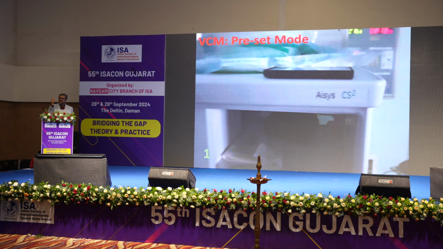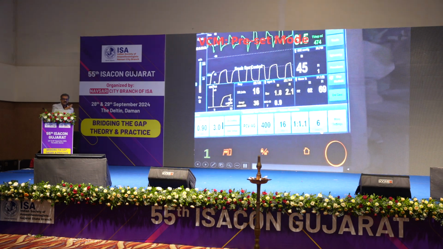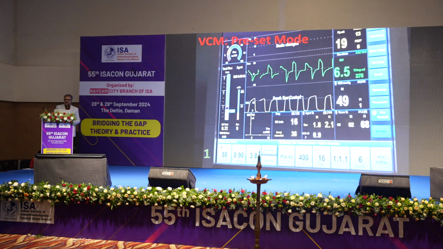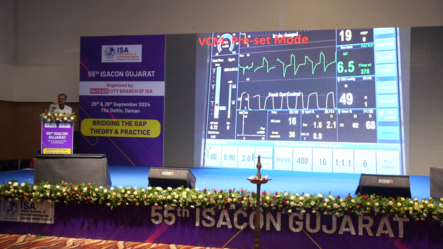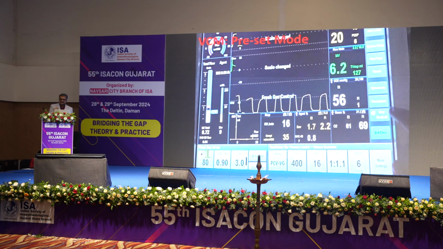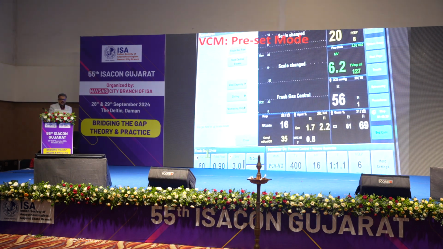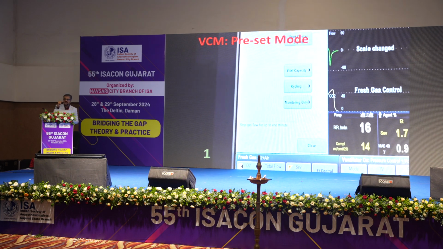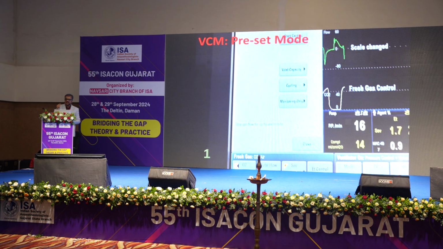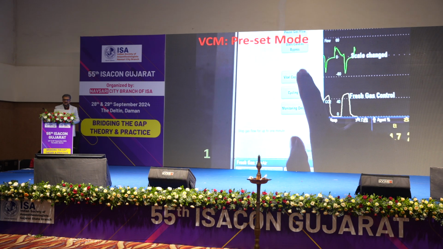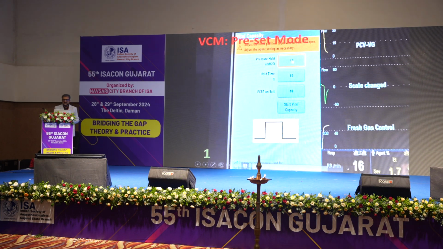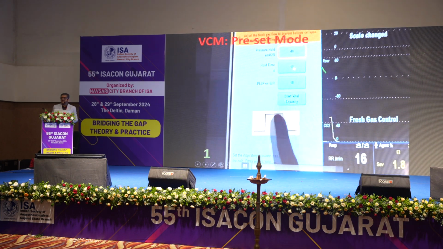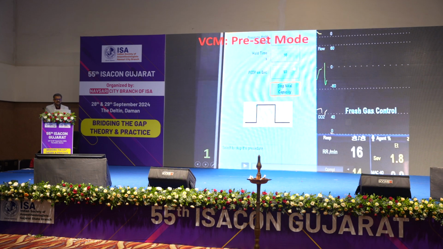A few of the machines have a preset mode to deliver a vital capacity maneuver. So this is one of the machines from GE, where you can select the procedure, then go to the vital capacity. You can set the delivered pressure and set the time of recruitment. Okay, so 40 pressure is set and 10 seconds is set to recruit the lung.